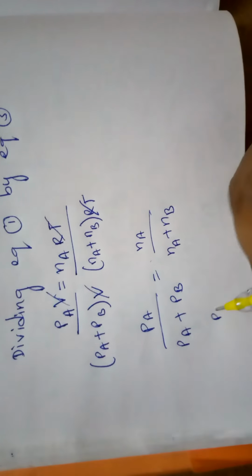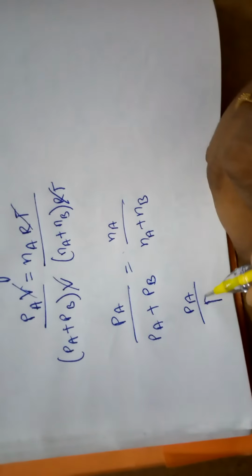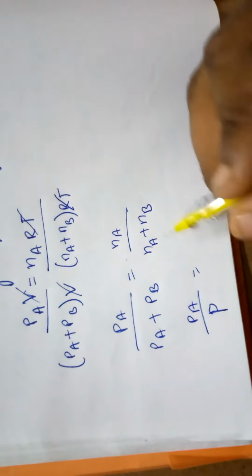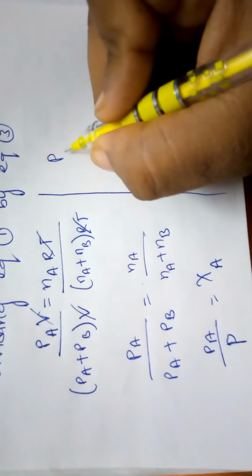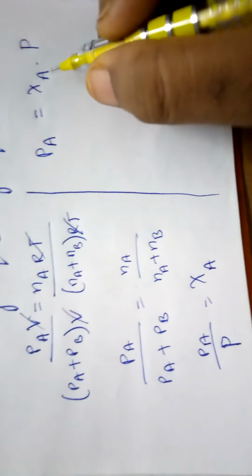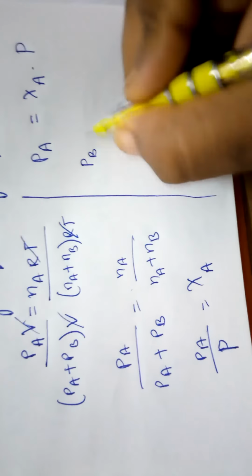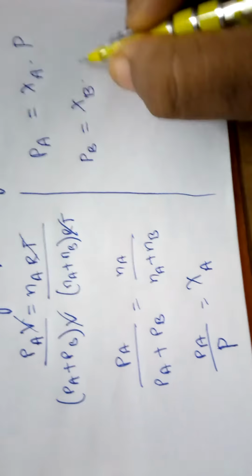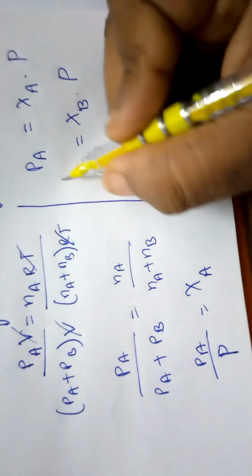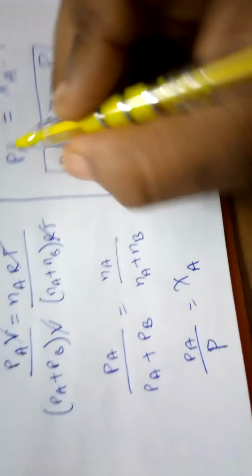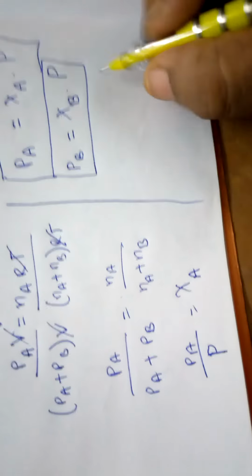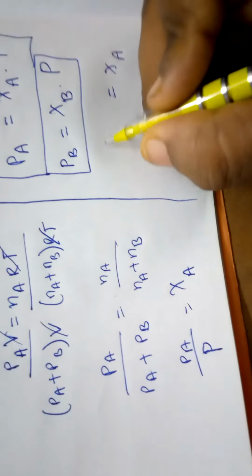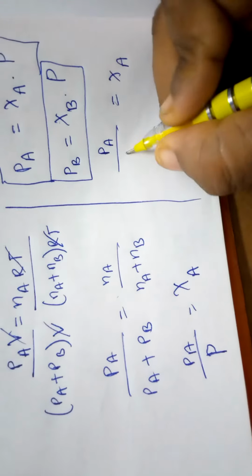What is this PA plus PB? Nothing but the total pressure, capital P. And what is this Na by Na plus Nb? Can we write it as the mole fraction of A? So partial pressure of A equals mole fraction of A into total pressure. Similarly, partial pressure of B equals mole fraction of B into total pressure. This is your final formula. Or else simply we can write mole fraction equals partial pressure of the gas divided by total pressure of the mixture.